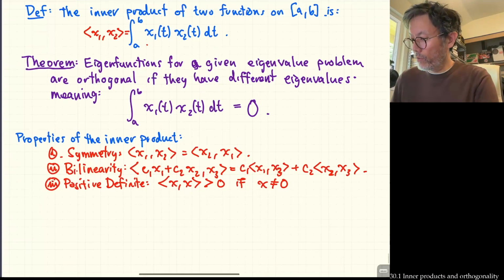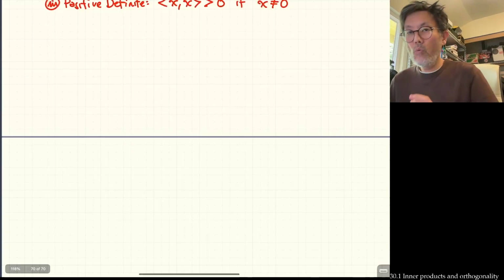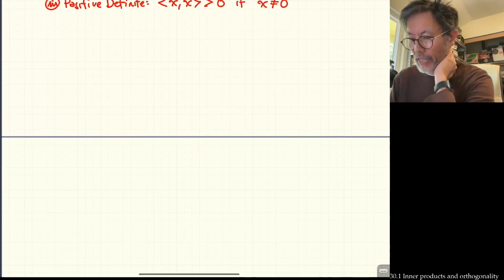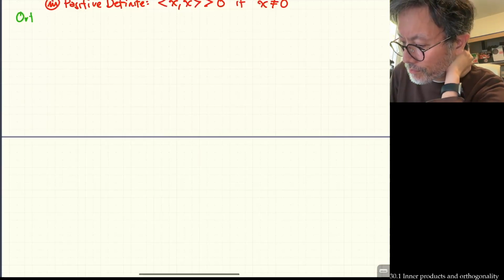Okay, so in particular, we want to think about why orthogonality is so useful. Okay, orthogonality is a very special property, and we want to know why.